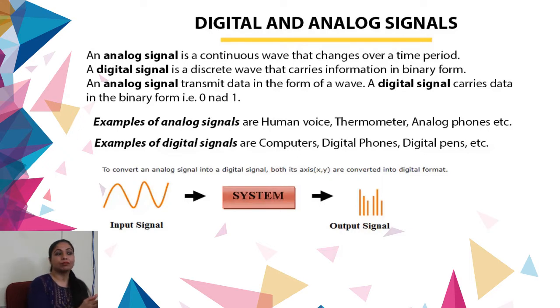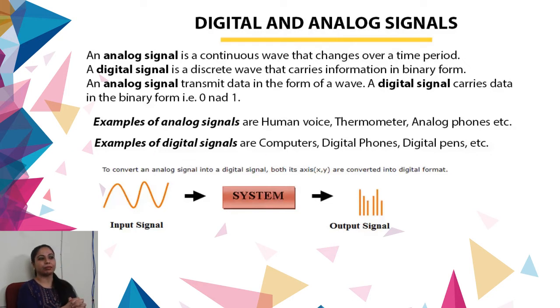Now comes the digital signal. A digital signal is a discrete wave that carries information in binary form. So the digital signals are the ones that transmit the data in the form of binary digits, those are the zeros and ones. So basically, an analog signal transmits data in the form of wave, and a digital signal carries the data in the form of binary, those are zeros and ones. Now you know how the modem converts the analog into digital and then digital into analog signals.